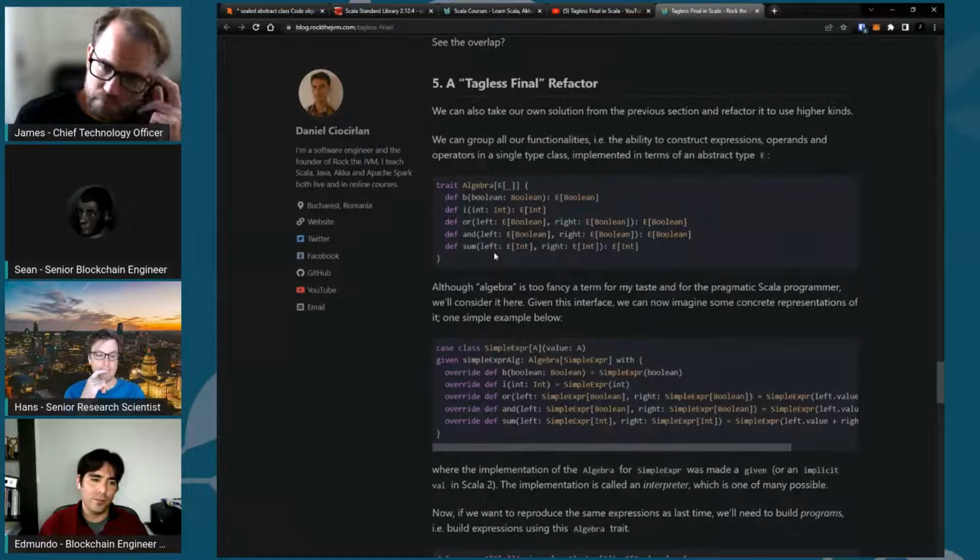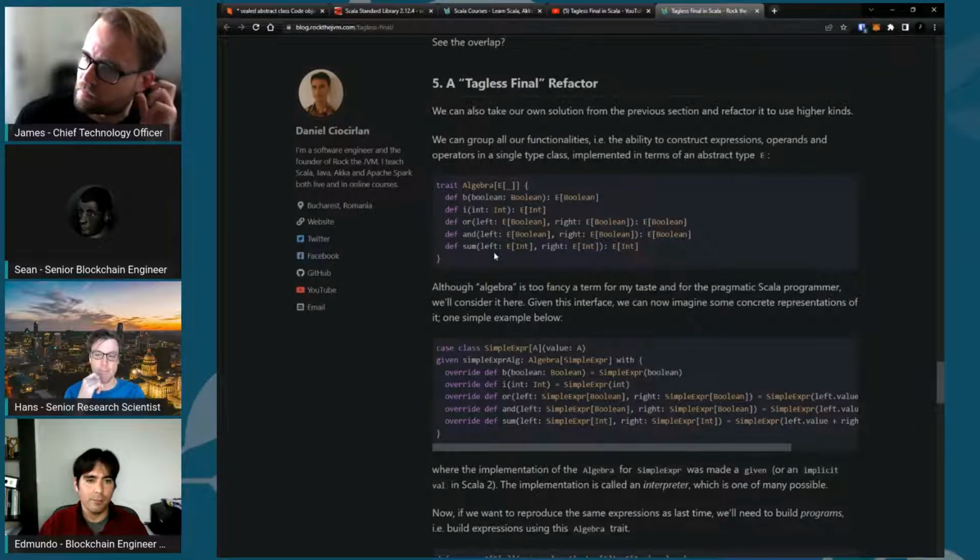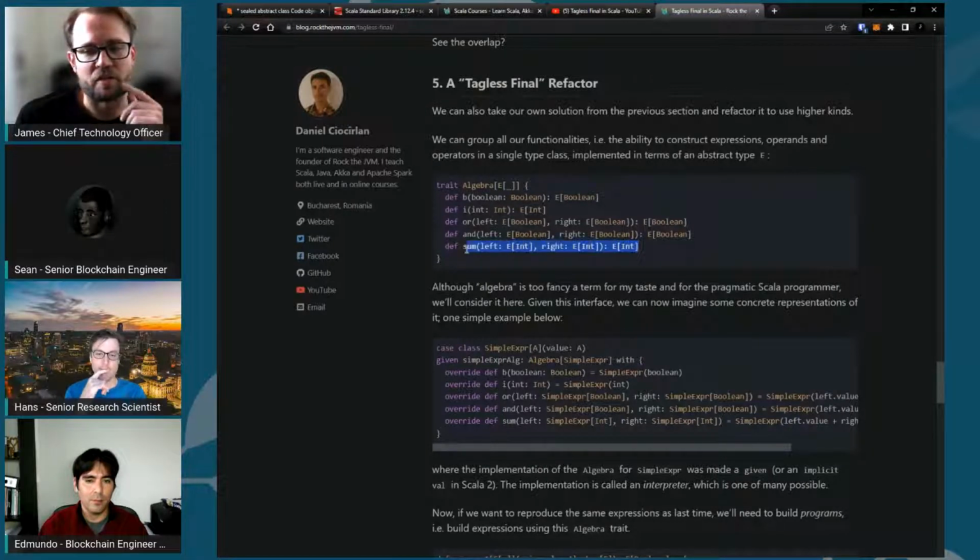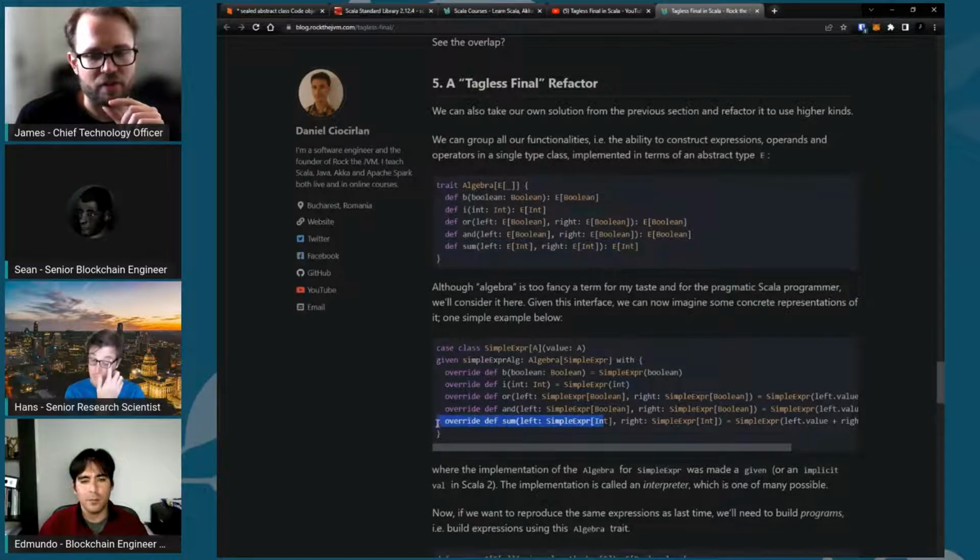Yep, it's just a new interpretation. So especially if you're just adding a new operator like that, it'd be super easy because you just add that. You add one more line to the algebra, and then you just have to add new. If you wanted to add a product, for example, you just add one line in the algebra, one line in the implementation, and then done.